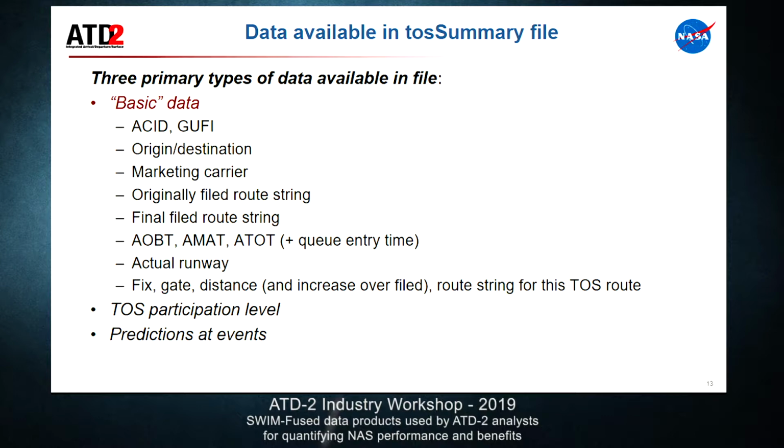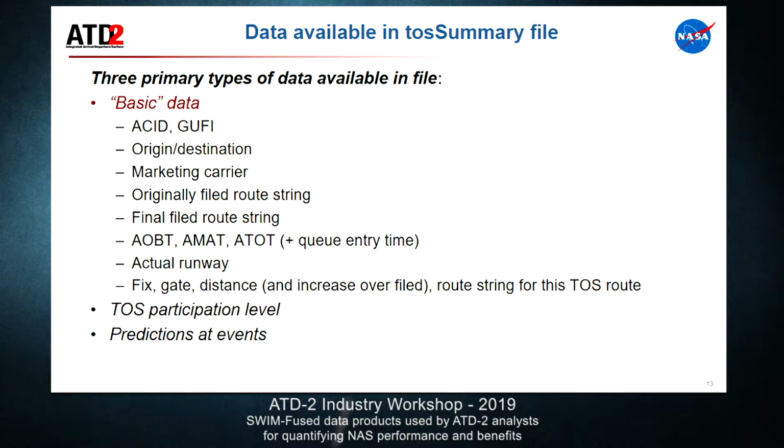Origin and destination, the origin here being DFW or Love Field, and where it's going helps us understand performance in different directions of travel. The marketing carrier, we have some visibility now into the regional-major relationships, so we can see who the major is that that flight is operating for. The originally filed route, so we can see which way the flight initially wanted to go. That gives us an idea of what the airline preference was. What was the final filed route? That may have changed. It may have changed in response to just the airline decision process. It may have changed in response to the TOS negotiation process.